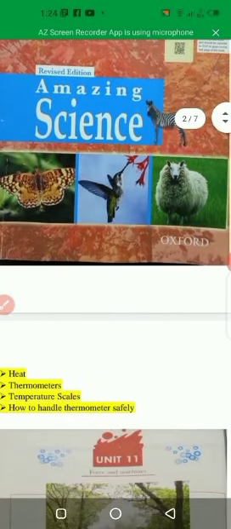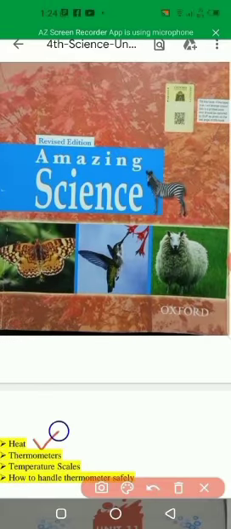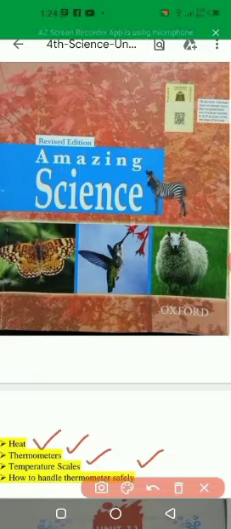Today we will learn unit number 11 that is taken from your amazing science book 4. In our previous lecture we have learned about heat. What is heat? Thermometers, temperature scales, and how to handle thermometers safely. So students, tell me what is heat and what are some sources of heat. Heat is basically a form of energy. Sun, candle, burning of wood, burning of coal are some sources of heat.